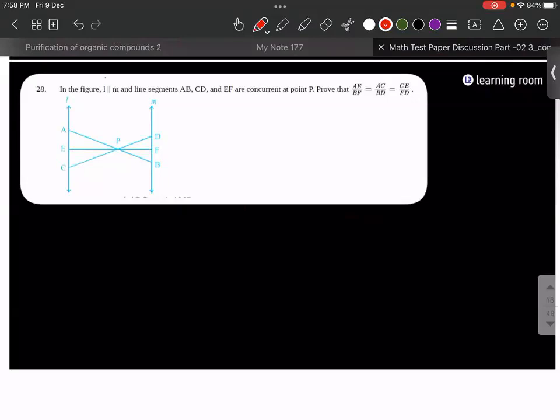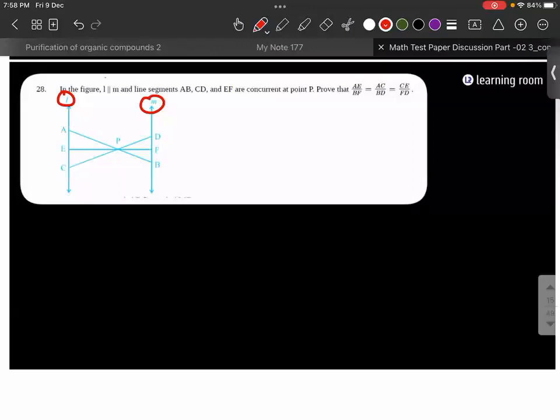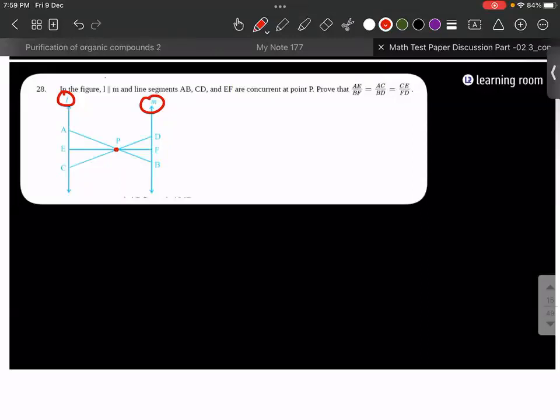In the figure, L is parallel to M, and the line segments AB, CD, and EF are concurrent at point P. Prove that AE divided by BF is equal to AC divided by BD, which is equal to CE divided by FD.